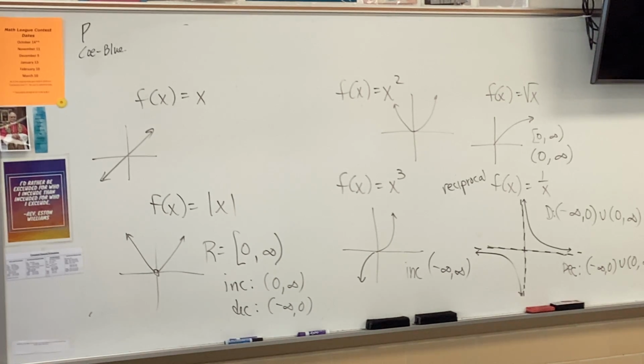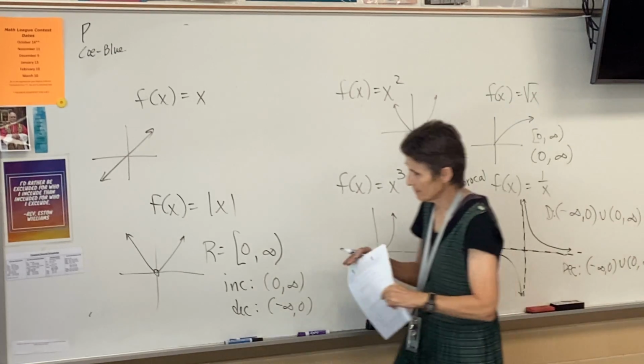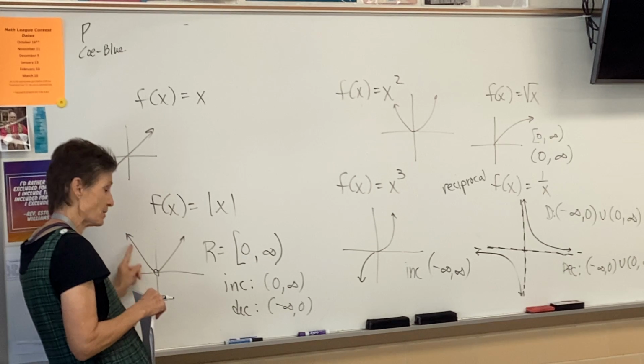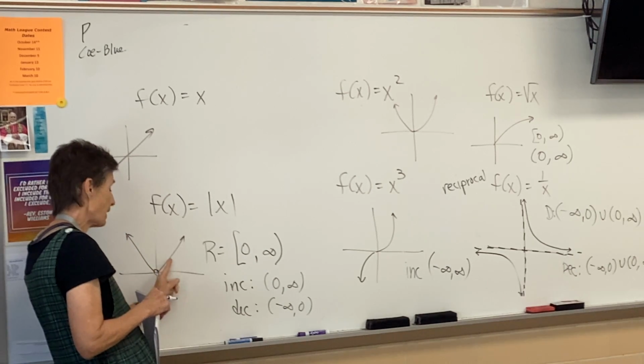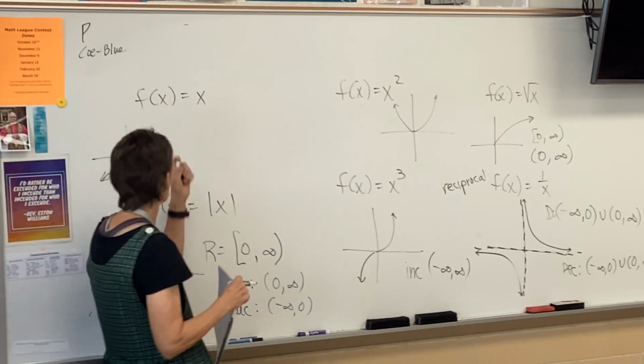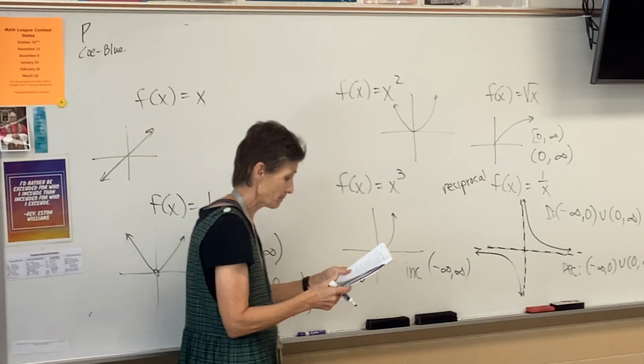Linear. Isn't that what makes a line a line? The rate of change, the slope, is constant. Good. Now, this one has a constant rate of change over here and a constant rate of change over here, but they're different, right? This one's negative and that one's positive. So that's the only one.